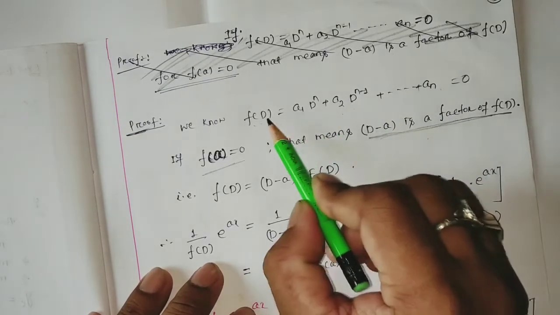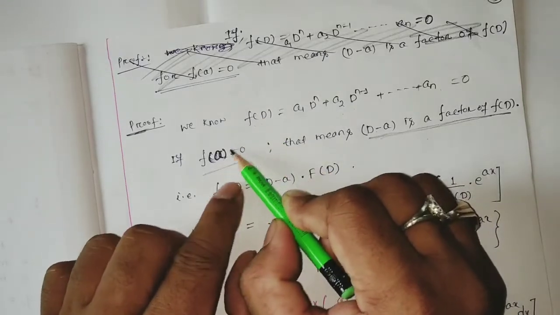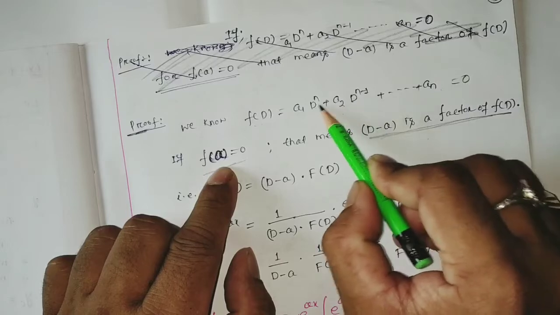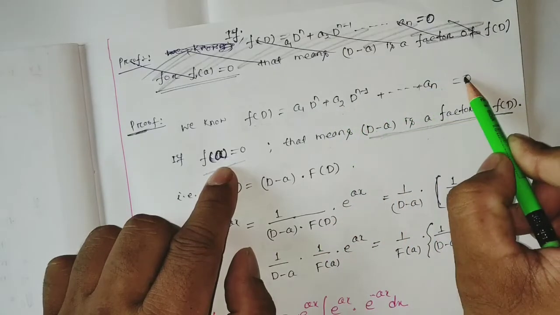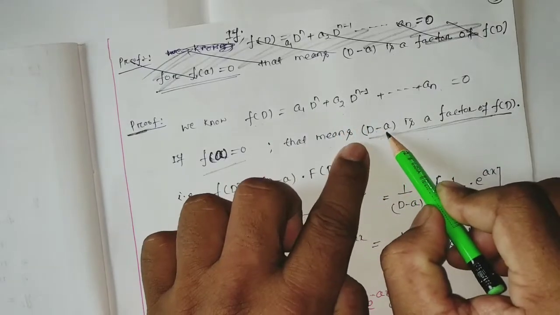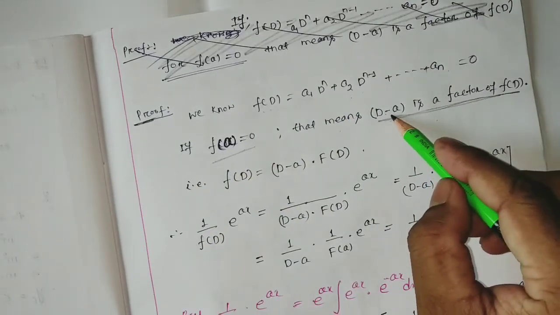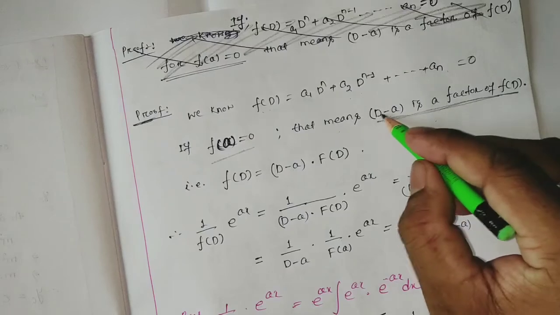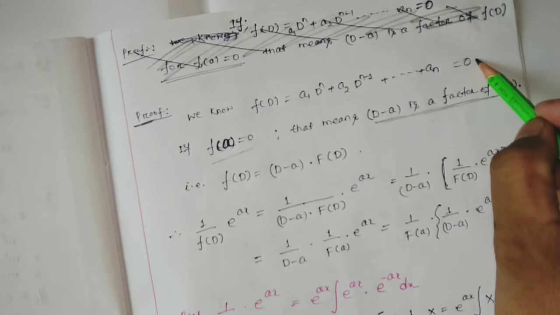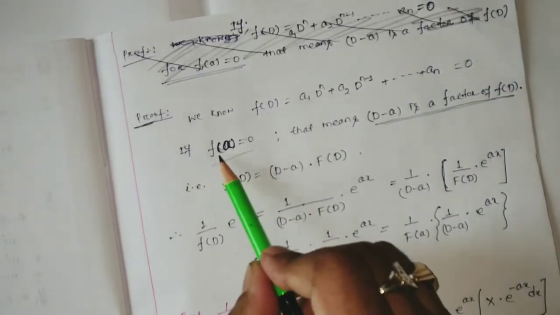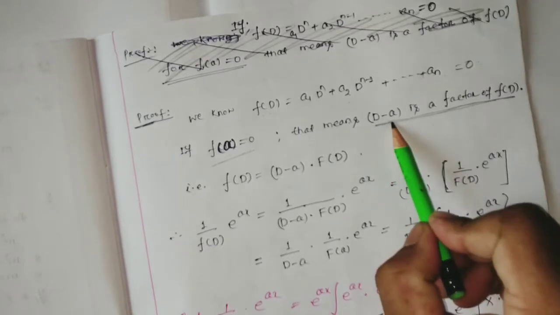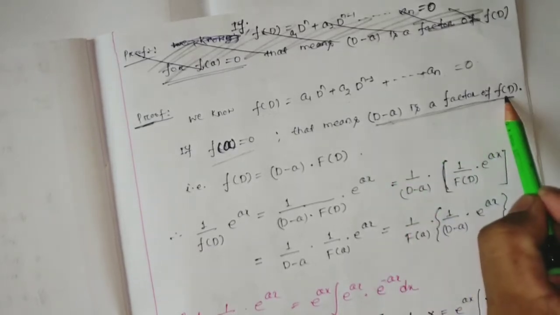Okay, if I put a at each point of D and I am getting 0, that means f of D has one factor D minus a. So if D minus a is one factor, then a minus a will be 0, and hence total f of D will be 0. So if f of a equals 0, that means D minus a has to be a factor of f of D. Got it?